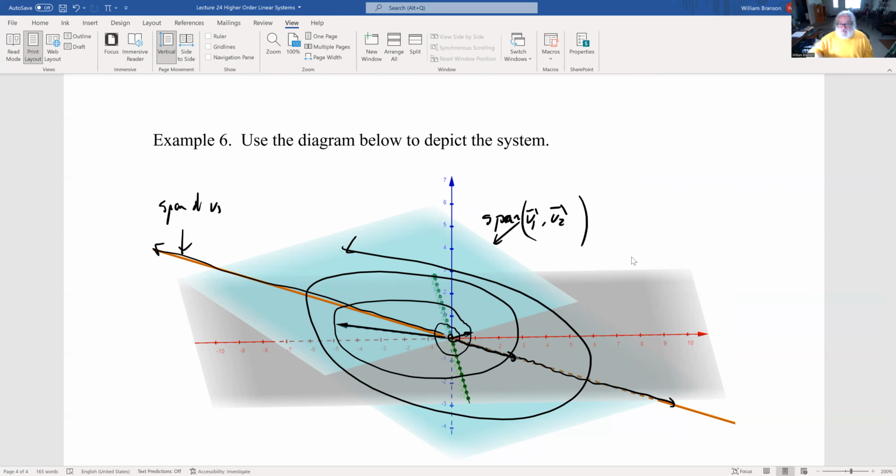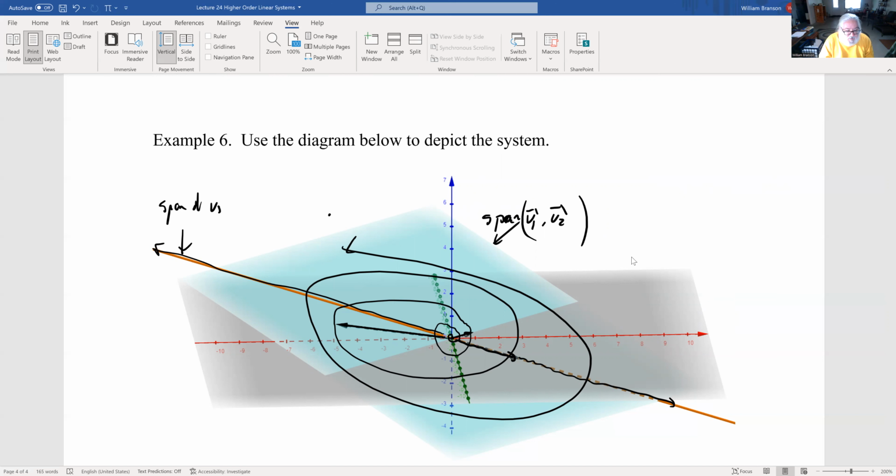So we have 2 components, right? We've got a plane in which we're just doing a spiral source. We're just coming out in spirals. And then we have a line where we're just going away from the origin. So what's the combined effect of those if we take a point somewhere out in space that's not either on the plane or the line?